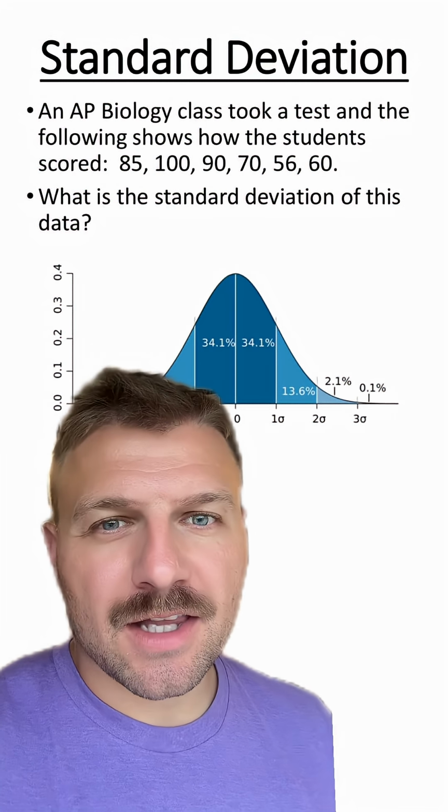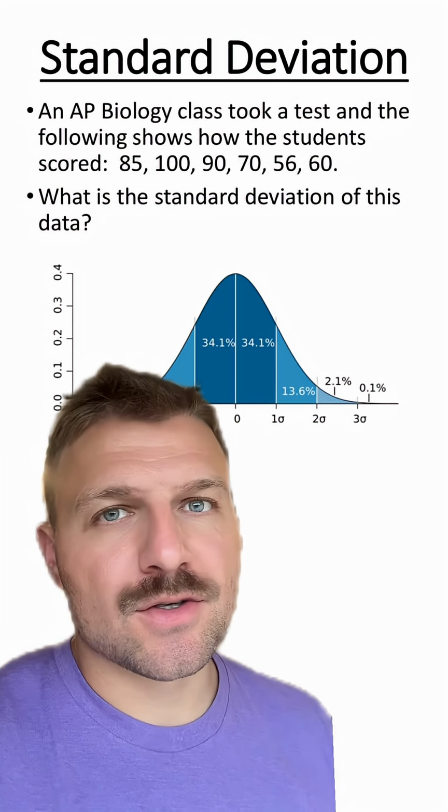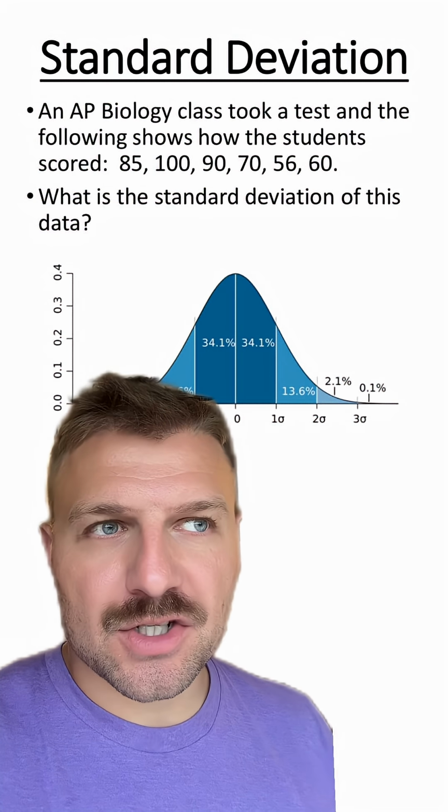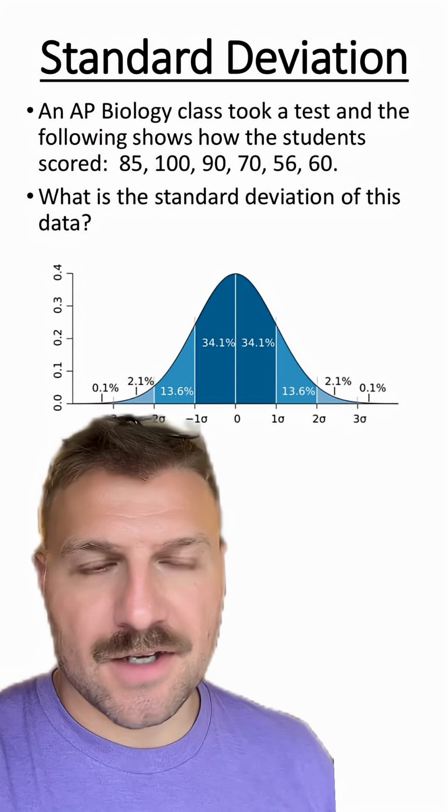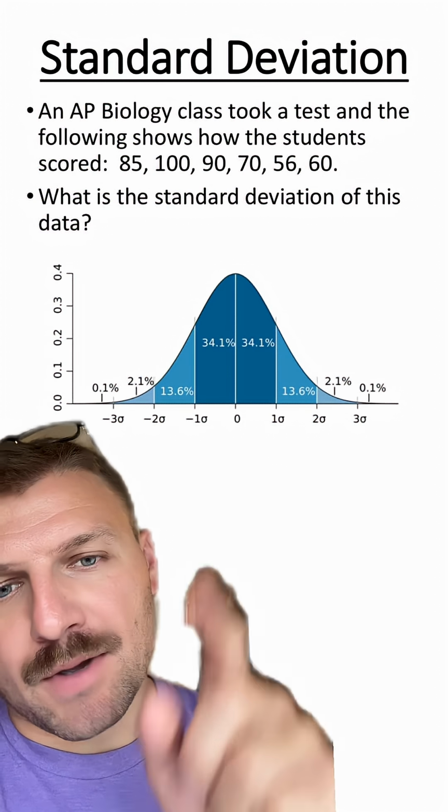An AP Biology class took a test and the following shows how the students scored. What is the standard deviation of this data? So basically for this question, we're just going to use an equation to figure out the standard deviation. And then we're going to graph that on one of these bell curve graphs.